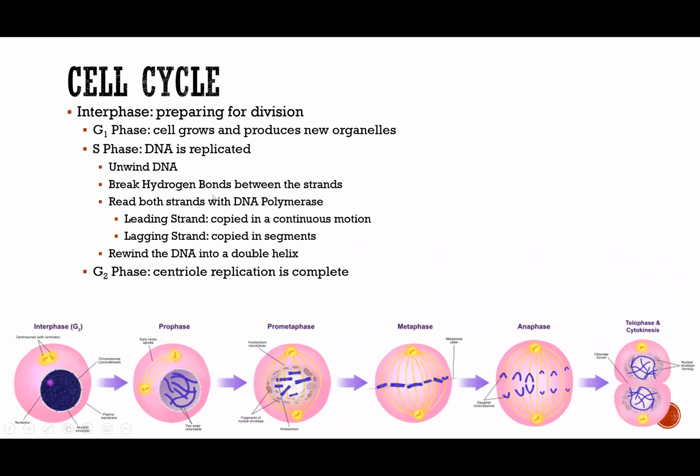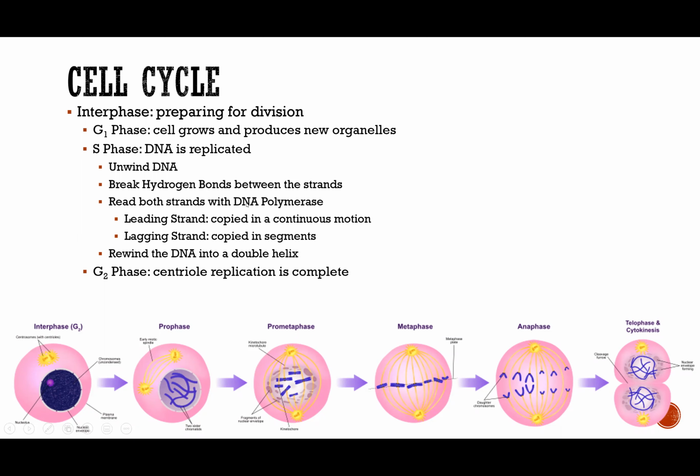First things first, you unwind the DNA and break those hydrogen bonds in the middle, because the hydrogen bonds hold the two strands together. Think about a ladder. If you cut the pegs in the middle, you'd be separating each side of the ladder. That's what you're doing to DNA.